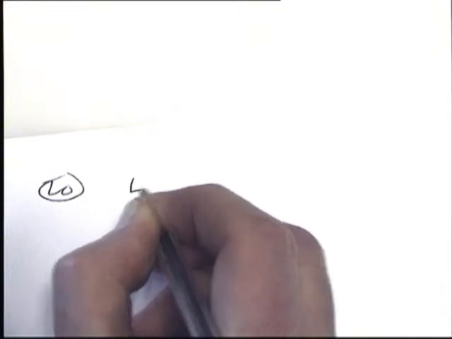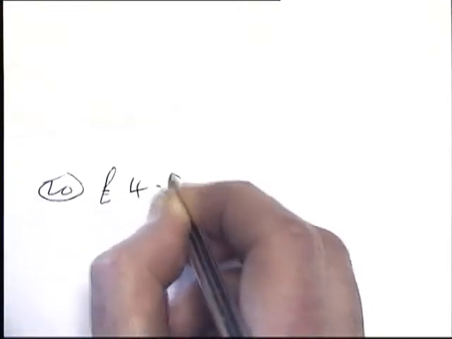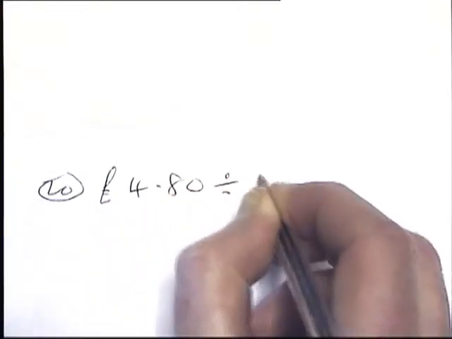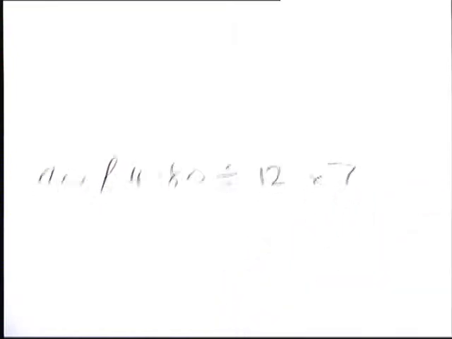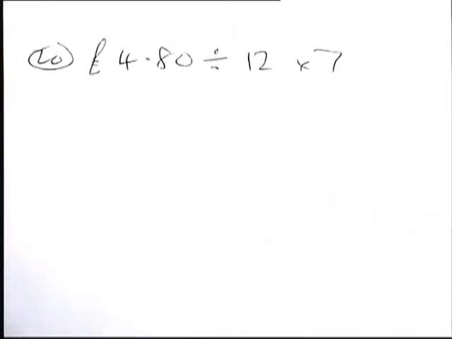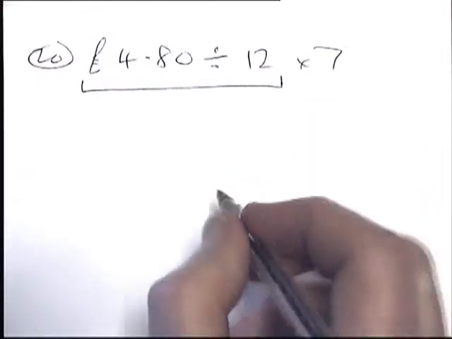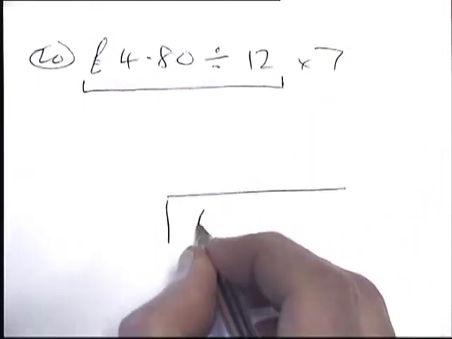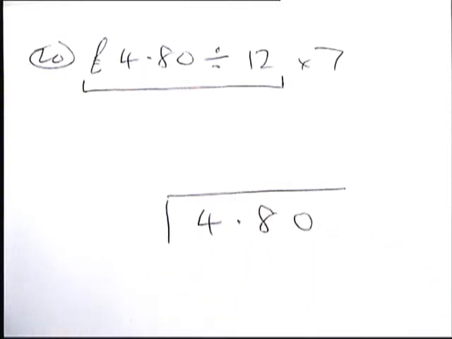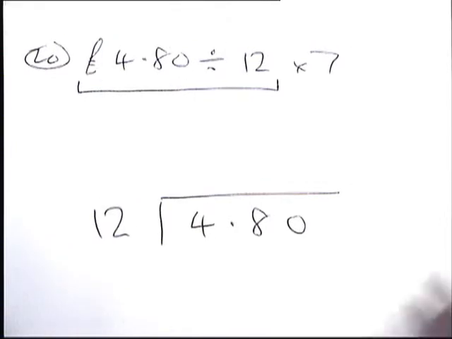Question 20 was £4.80 divided by 12 times by 7. So we've got to do this in two bits. First off, we're going to do that, £4.80 divided by 12. Divide, we'll use the bus stop. £4.80 divided by 12. And we need to write down the 12 times table to help us.